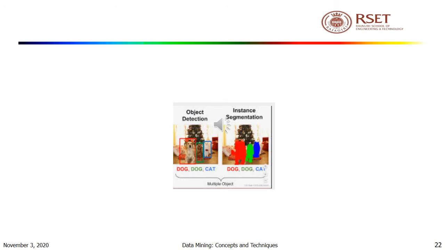This is a basic example of instance segmentation and the difference from object detection. Here we have three different objects. You can see the dog and the cat, and we have detected the objects and we can segment the objects also.